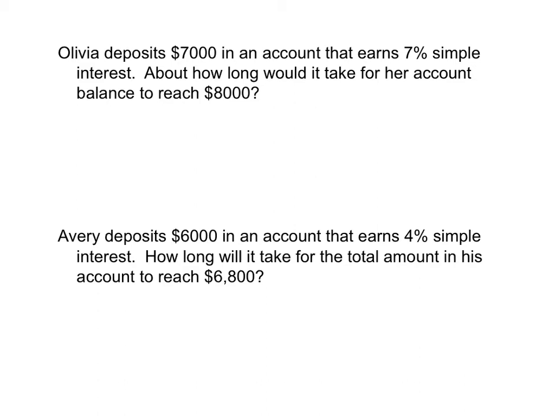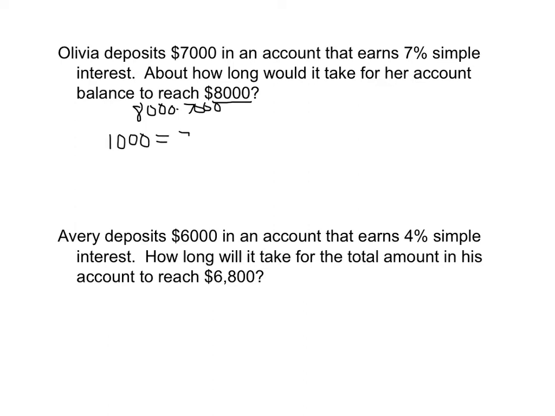Now let's put simple interest in the context of some word problems. Olivia deposits $7,000 into an account that earns 7% simple interest. How long would it take for her account balance to reach $8,000? So assuming she doesn't do anything else, since we want her to reach $8,000, the amount of interest she would have to earn would be the difference between the two, or 8,000 minus 7,000, which would be 1,000. So that would be the interest that she earned.